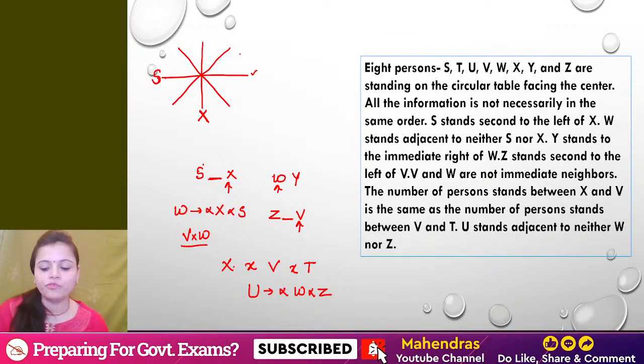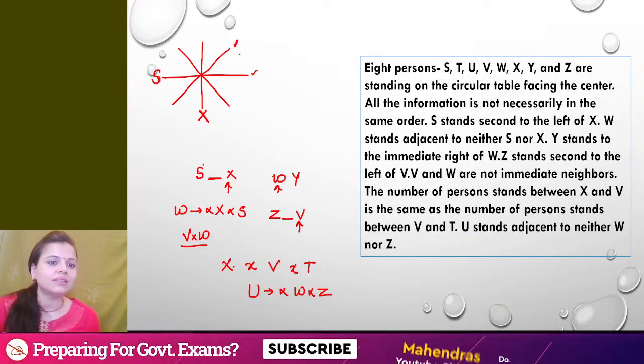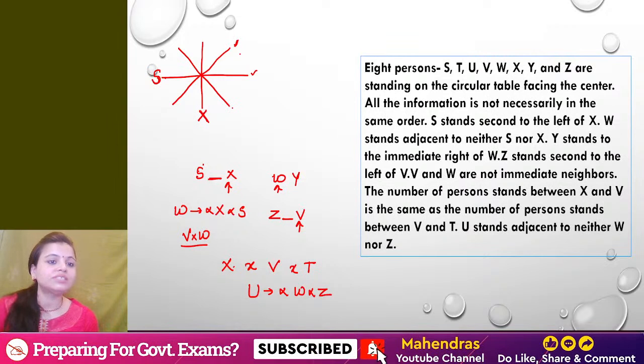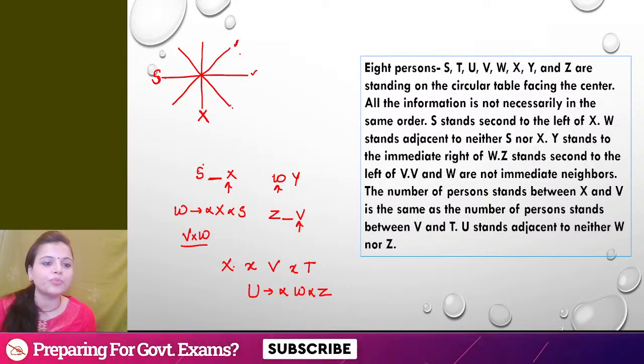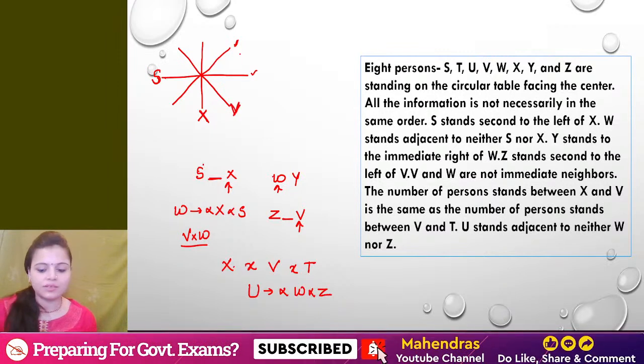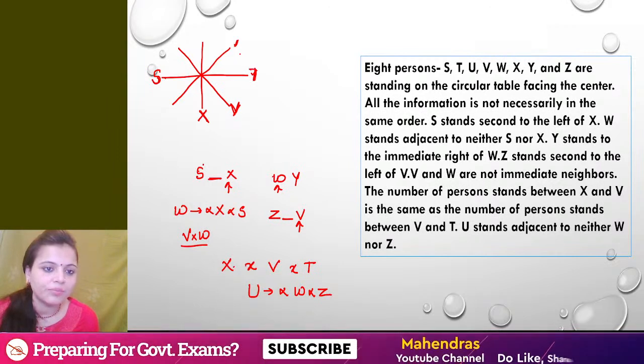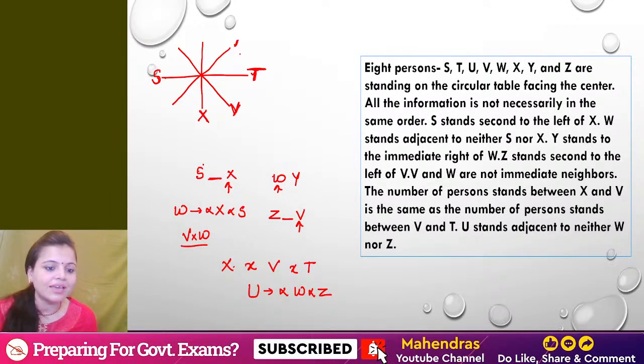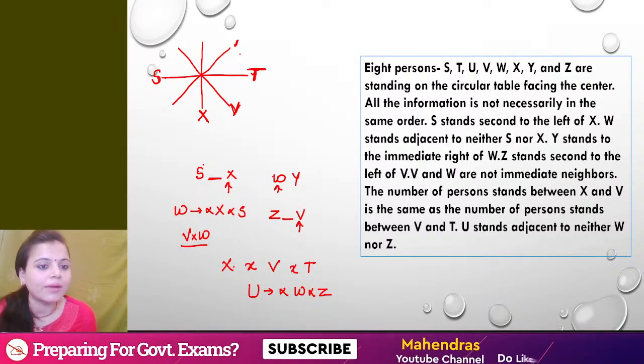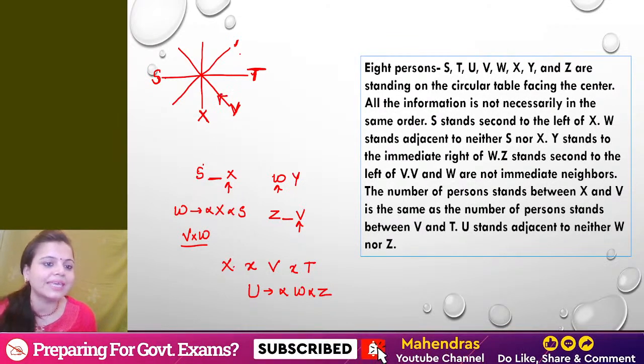But we need V exactly between, right? So if you put V in this place, then you can put T, because V is exactly between X and T, and Z is second left of V, as they are facing the center. So second left, so Z is in this place.